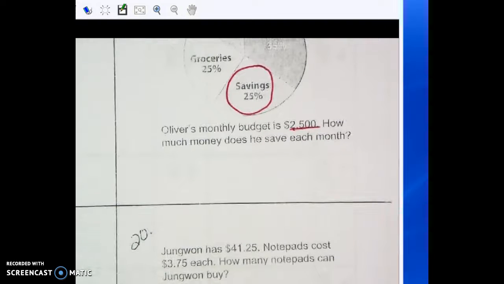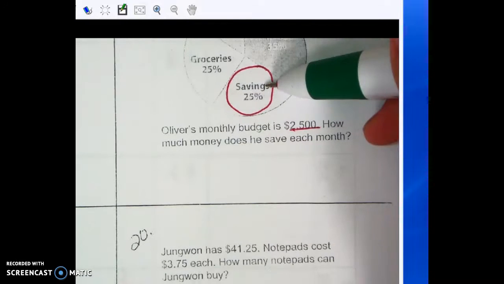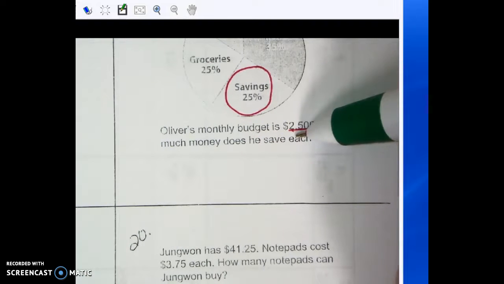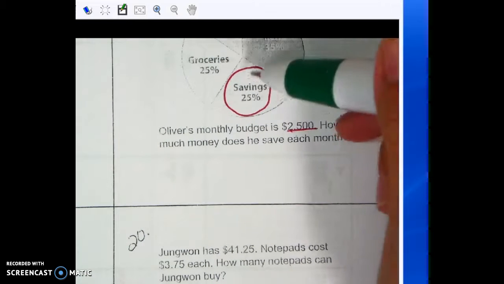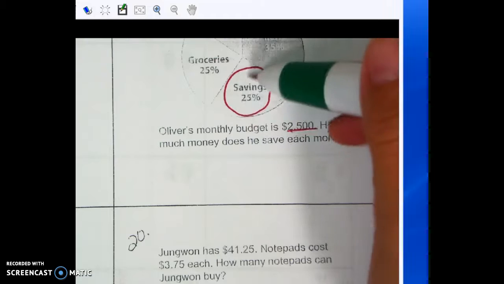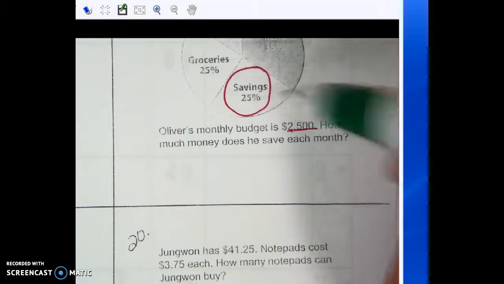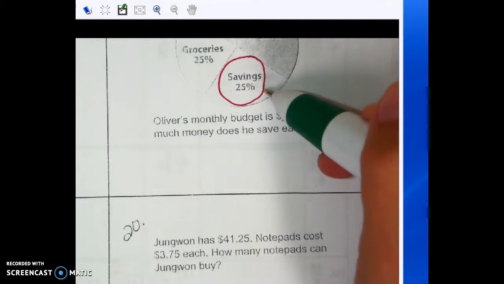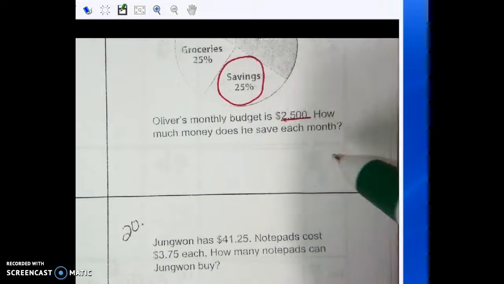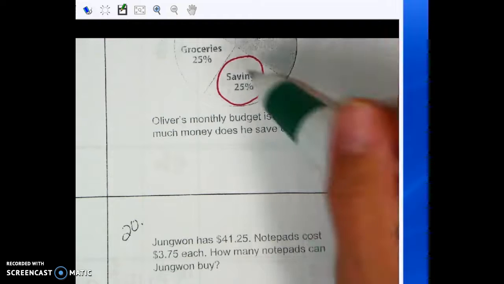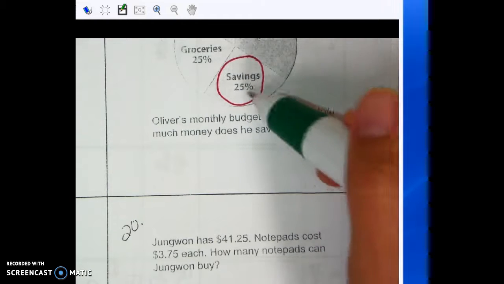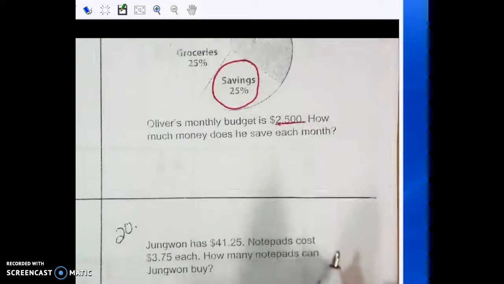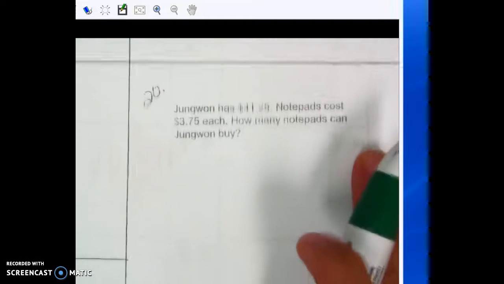Couple ways to do it. You either change the percent to a decimal and multiply, or if you know what 25% is as a fraction, think about it. If you have 25%, hopefully you know that one by memory, you could divide. Okay, but if you don't know what this one is as a fraction, then change the percent to a decimal and multiply. All right, number 20.